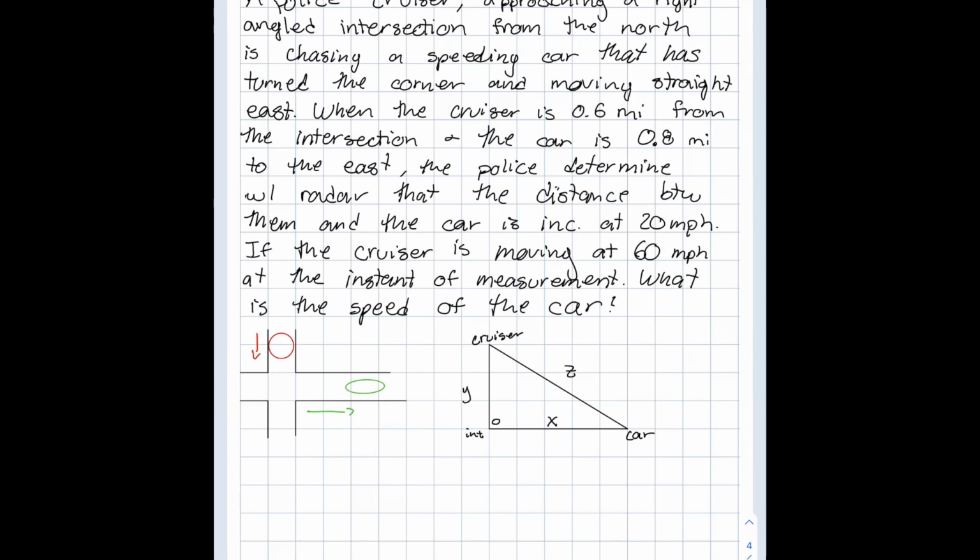I know at some time t that y is 0.6, x is 0.8, and the cruiser is moving at 60 miles per hour. So dy/dt, notice that the red circle, the cruiser, is going towards the intersection. So the distance between the intersection and the cruiser is decreasing, and that means this is going to be negative 60 miles per hour.